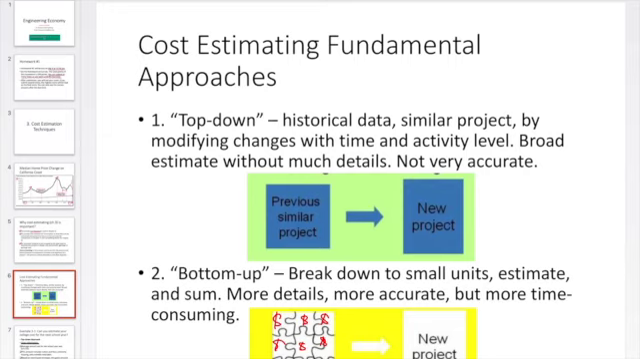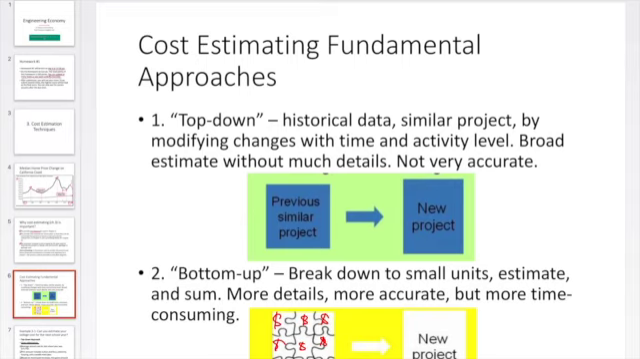This type of estimation is very broad and very general without much detail. So usually it's not very accurate. It's just used to give you a bigger picture of the scale of the cost. Okay, is it going to be a 1,000 thing, or is it going to be a 10,000 thing? It's just giving you a scale.